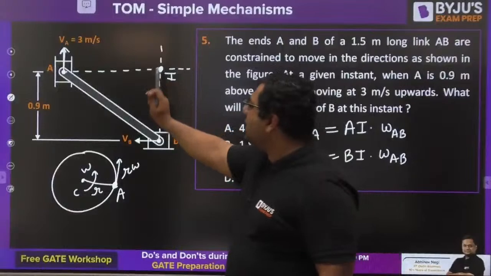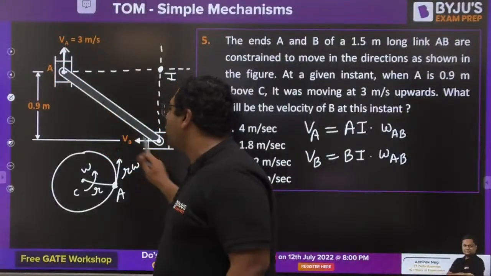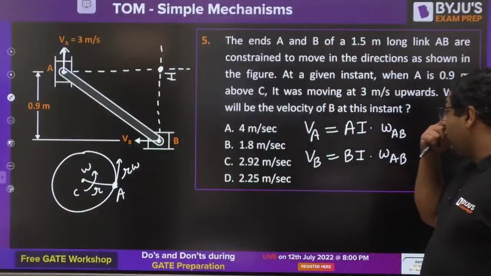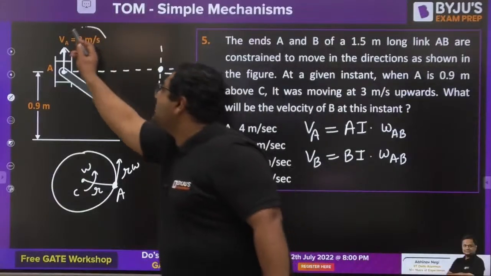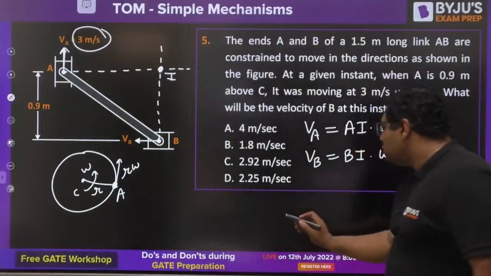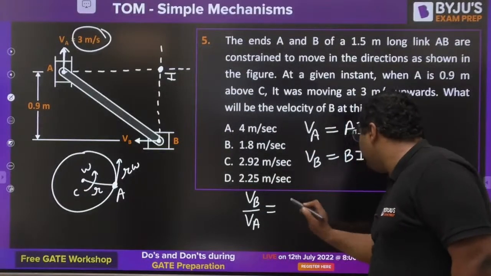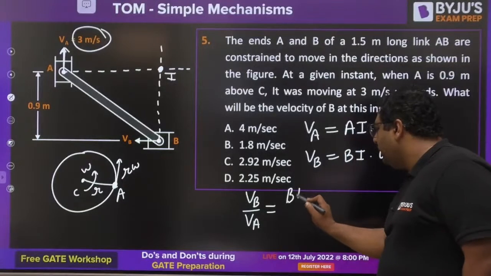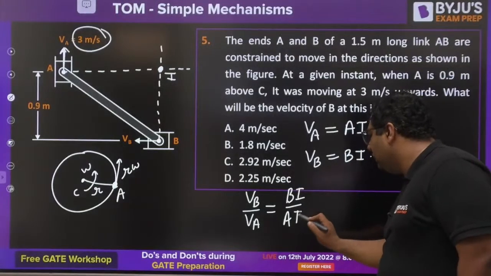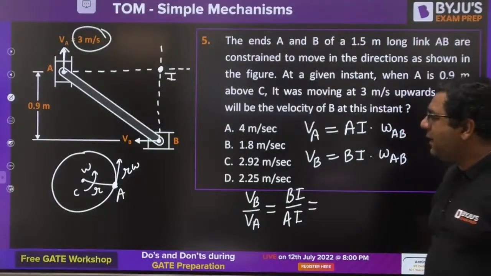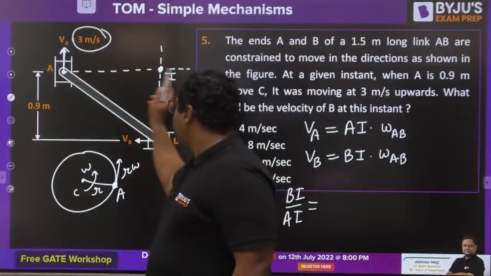I is the center, A is the point on the body, and this body is having the angular velocity of omega AB. So my dear, you know velocity of A is known to us. You need to find out velocity of B. So you can just divide VB by VA. Dividing VB by VA will give you BI by AI. Omega AB will get cancelled out. So BI by AI, you can see BI by AI.